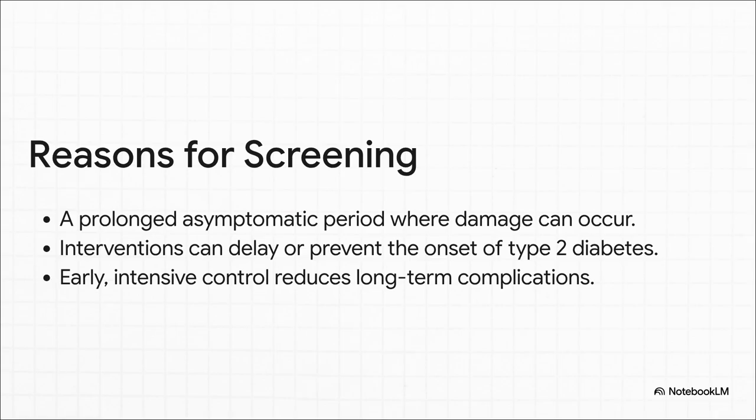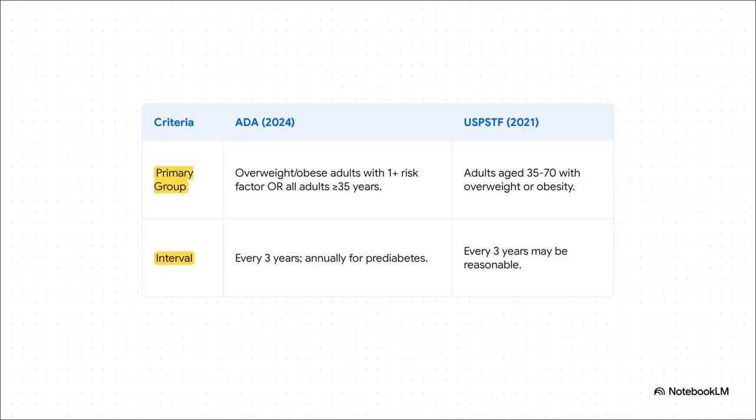Okay, so here's the deal. Type 2 diabetes has this incredibly long silent runway. For years, literally years, a patient can be walking around feeling completely normal. But all the while, that microvascular and macrovascular damage is already starting. It's happening under the surface. So screening lets us peek behind the curtain and intervene during that critical window. And the best part is, we have interventions that work. We can actually prevent or delay the progression from prediabetes to full-blown diabetes. And if we do find it, starting that intensive control early just dramatically slashes the risk of those awful long-term complications down the road.